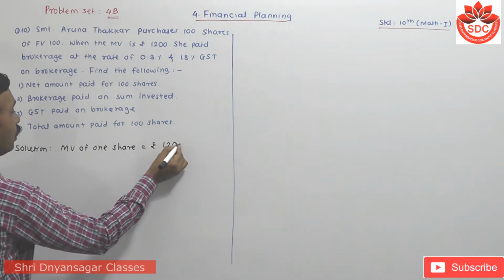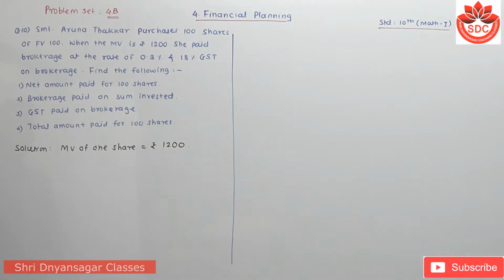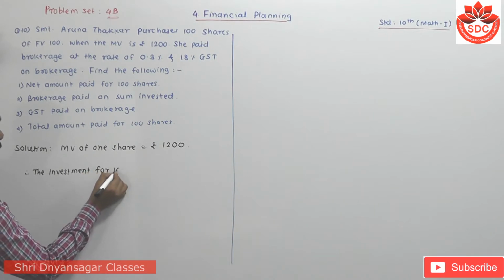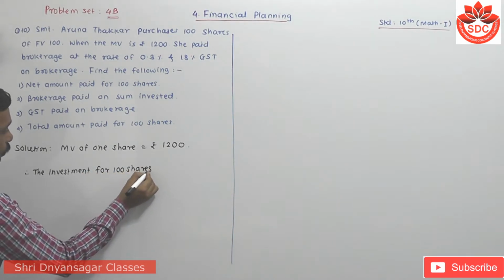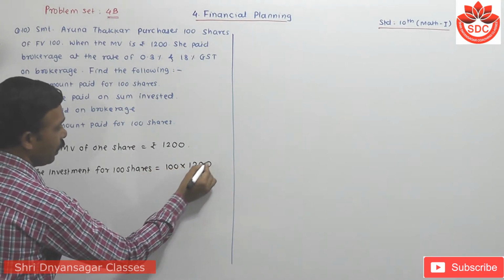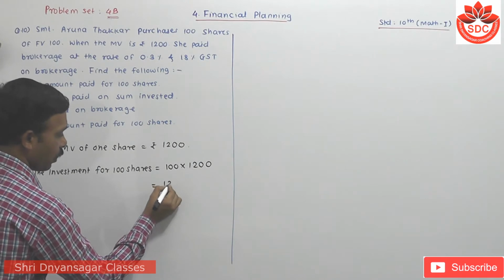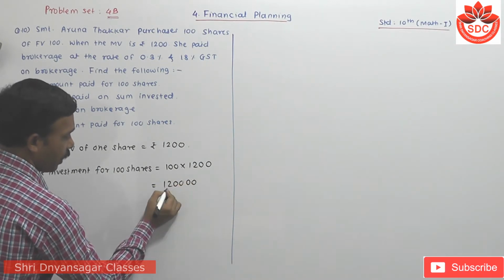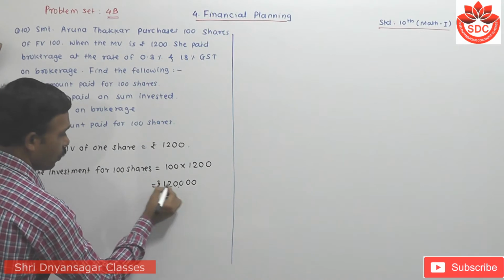Rupees how much? 1200. Then the investment for 100 shares, because the number of shares is 100 here, purchase 100 shares, therefore the investment for 100 shares is equal to 100 into how much? 1200. Means that this value becomes 1200 and these two zeros mean 1,20,000 rupees here.